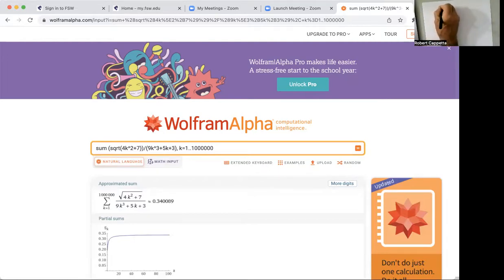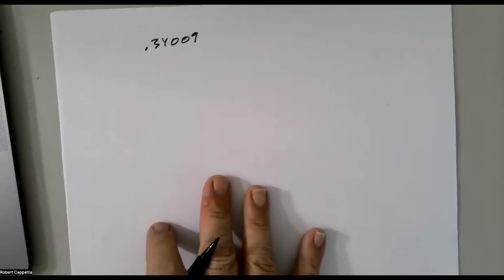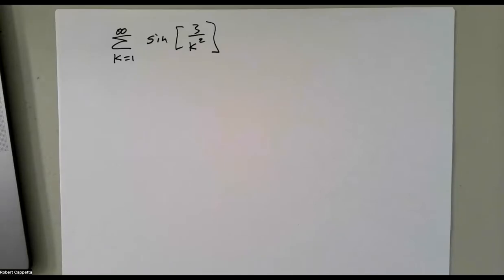0.34009. So indeed, Wolfram Alpha is giving us some evidence that it appears that that thing converges to that value. We don't know what that is. That's not a nice number with a simple square root or simple fractions. Typically, it's going to be a much more complicated kind of thing. Let's take a look at one more problem.